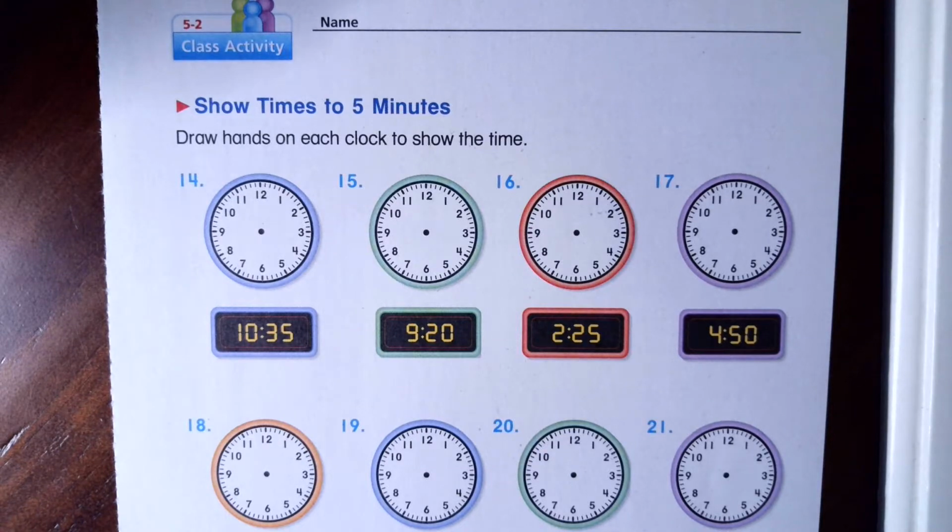We are going to continue Unit 5, Lesson 2. Yesterday, we stopped a little bit earlier in our lesson because I just felt like it was getting to be a lot. So, yesterday, we learned how to write the digital time when we looked at clocks. Today, we are going to take the digital time and draw the hands on the clock. So, make sure that you have your pencil and page 231 in front of you.